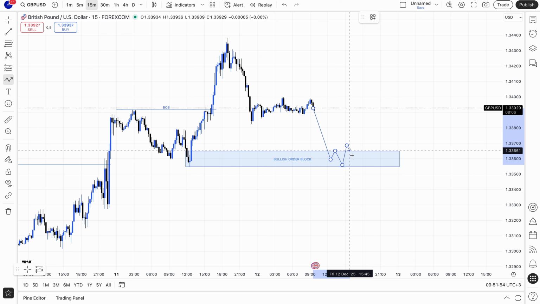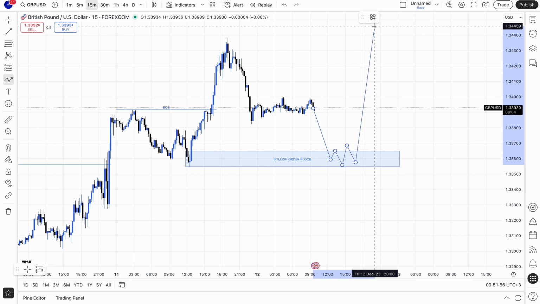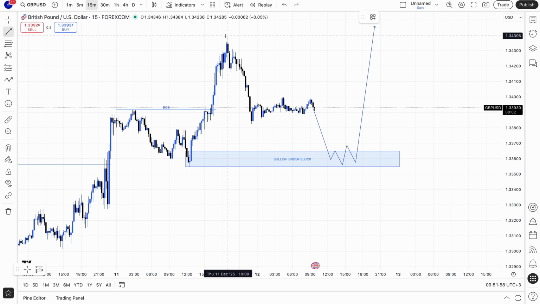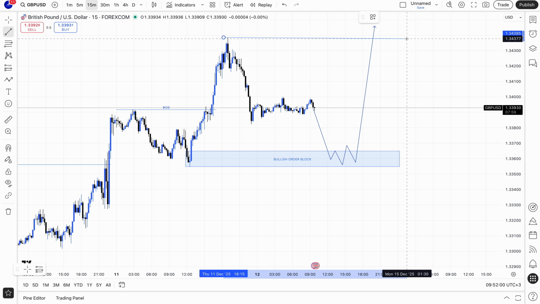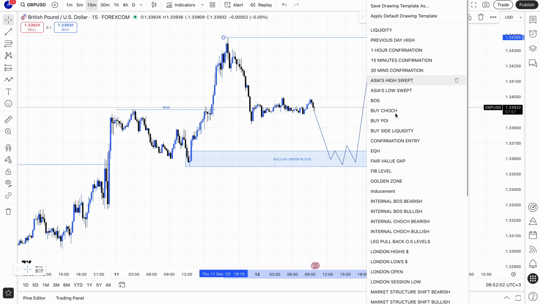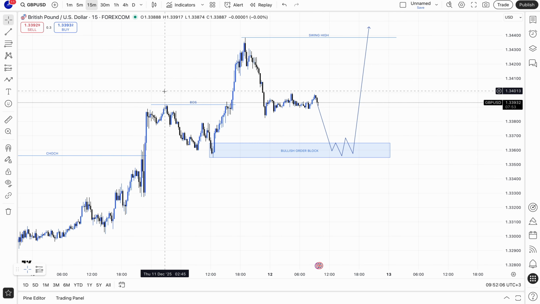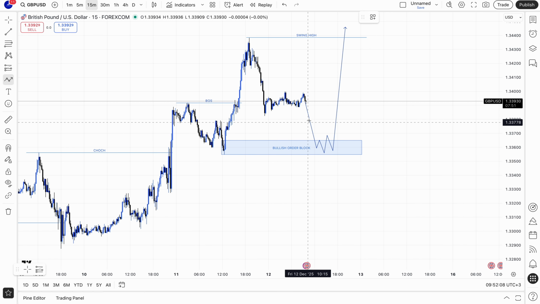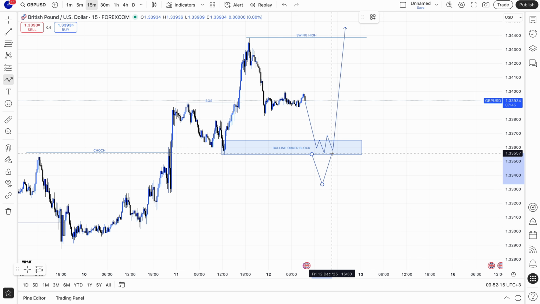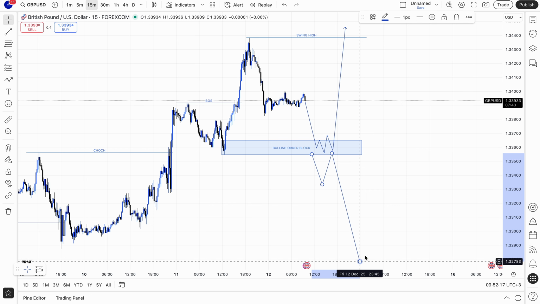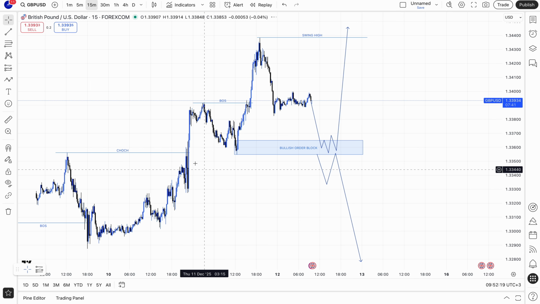If you get confirmation, then we continue buying this price, targeting this swing high. That's scenario number 1. And scenario number 2, if the price comes here and disrespects this order block, then I just wait for the break, then retest, then a continuation to the downside. Those are the 2 scenarios.